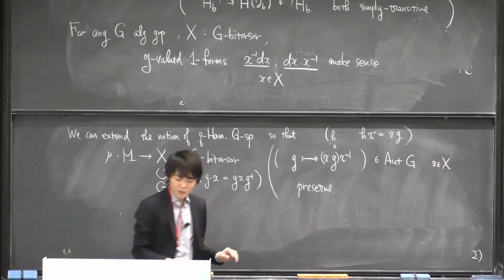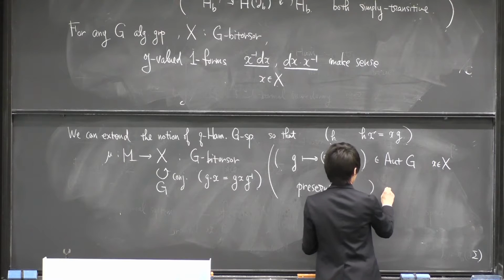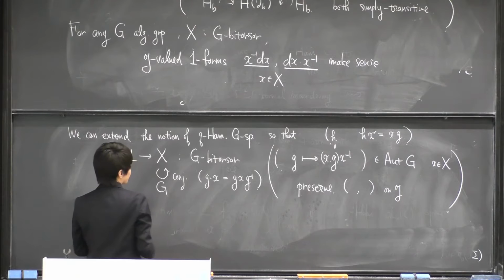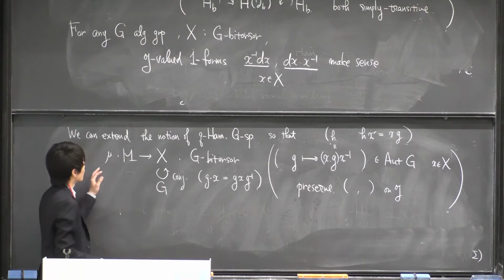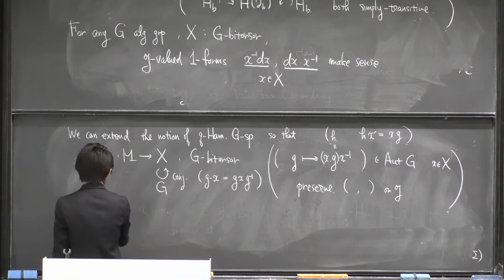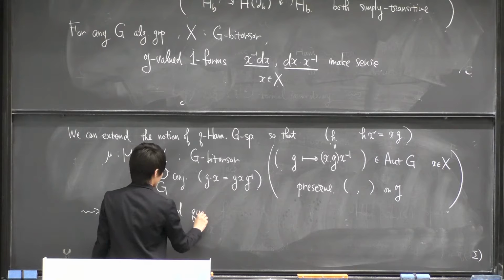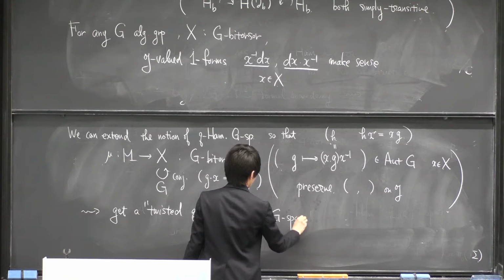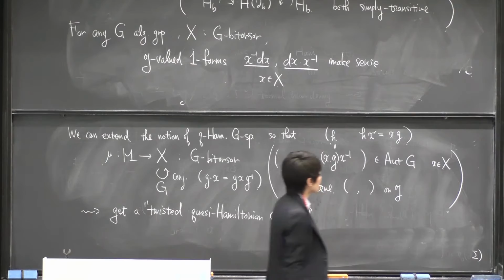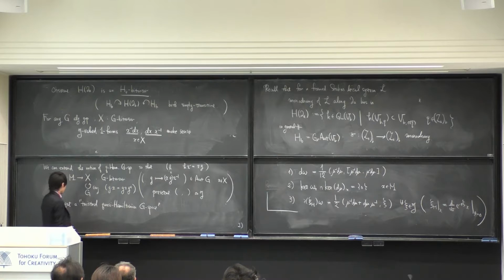We have to assume that these automorphisms preserve the given non-degenerate bilinear form on the Lie algebra. If the given bitorsor satisfies this condition, then we can consider the notion of a quasi-Hamiltonian space with values in this bitorsor. This is the definition of a twisted quasi-Hamiltonian G-space. And using this notion, we can show that the set of isomorphism classes of framed Stokes local systems is a twisted quasi-Hamiltonian space.